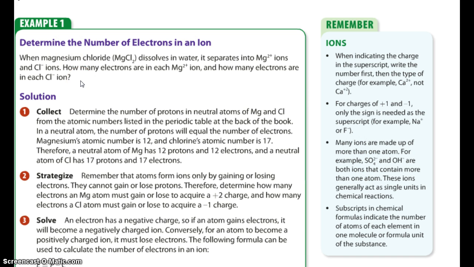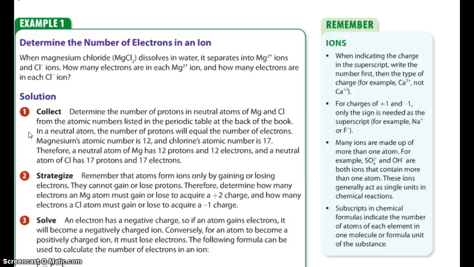Determine the number of electrons in an ion. When magnesium chloride, MgCl2, dissolves in water, it separates into magnesium plus 2 ions and chlorine minus 1 ions. How many electrons are in each magnesium plus 2 ion, and how many electrons are in each chlorine minus 1 ion? Determine the number of protons in neutral atoms of magnesium and chlorine from the atomic numbers listed in the periodic table at the back of the book, or the one that I told you to print off.